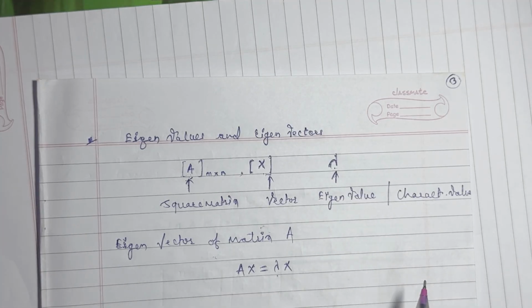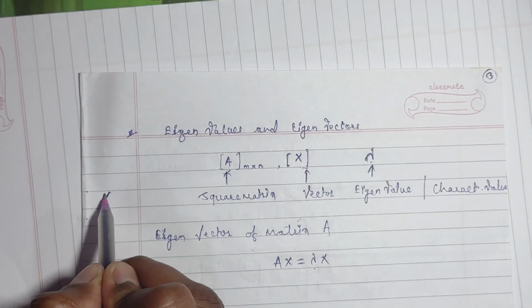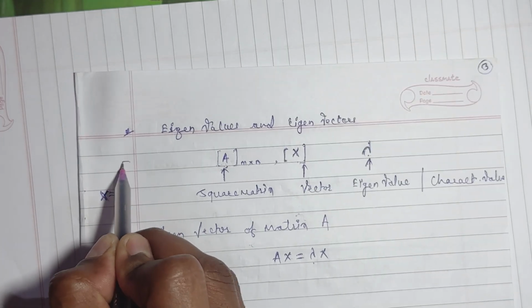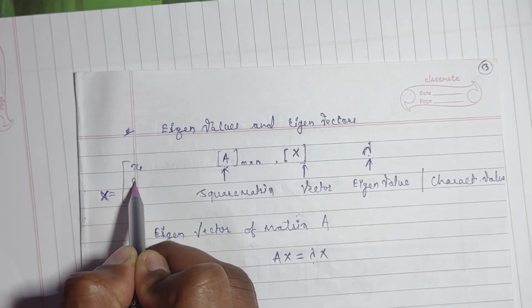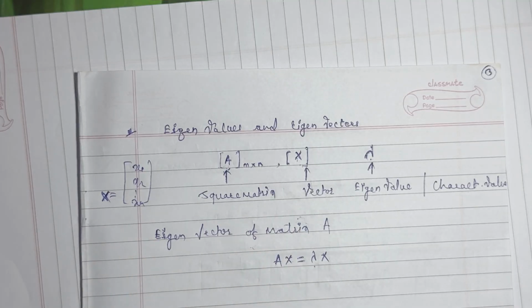I'll explain how to find the eigenvalue in my next lecture. First of all, understand how the process works. So Ax equals lambda x. This one we define as the eigenvector equation. If A is a square matrix, obviously x, capital X, we write as a column matrix x1, x2 up to xn. This is the way we define x as the eigenvector.